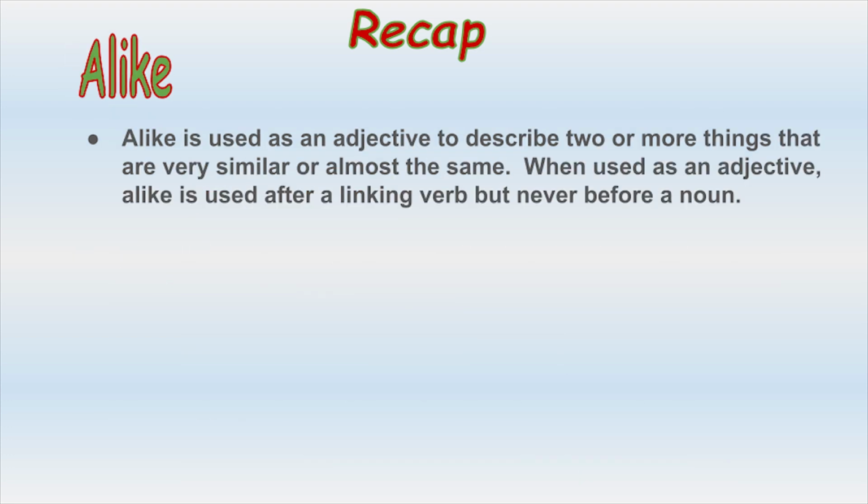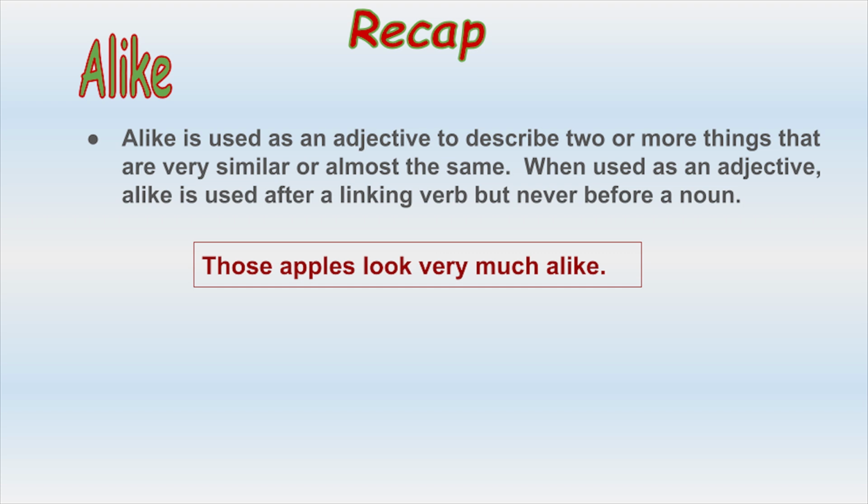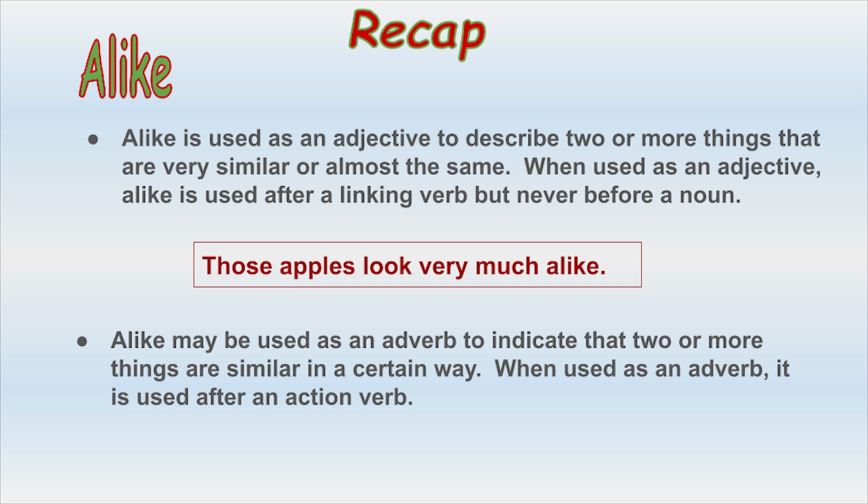Now let's look at alike. Alike is used as an adjective to describe two or more things that are very similar or almost the same. When used as an adjective, alike is used after a linking verb but never before a noun. For example, those apples look very much alike. And secondly, alike may be used as an adverb to indicate that two or more things are similar in a certain way. When used as an adverb, it is used after an action verb. For example, they think alike.